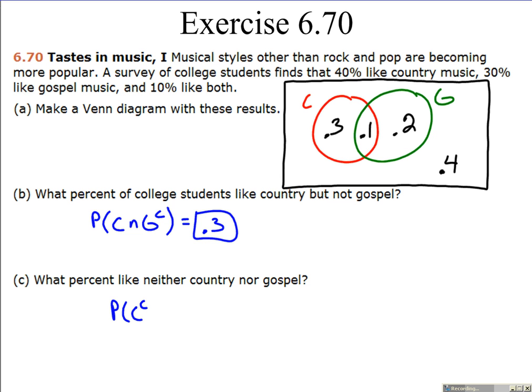What percent like neither country nor gospel? Probability that they don't like country and don't like gospel is everything outside of the 2 circles, which we know is 0.4 from our Venn diagram.